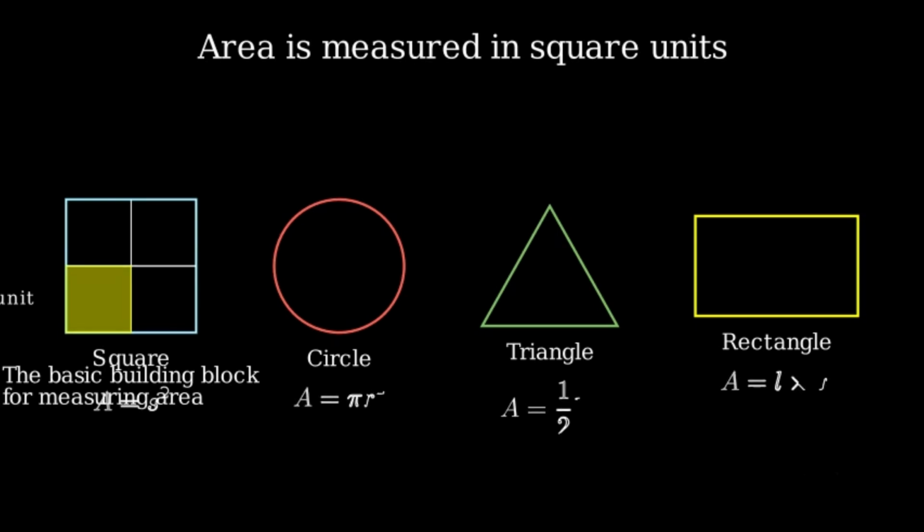Mathematicians have found special formulas to calculate the area of different shapes without having to count all the square units one by one. Each shape has its own unique formula. For our blue square, the formula is A equals S squared, where S is the side length. Since our square has sides of 2 units, we calculate 2 squared, which is 2 times 2, giving us exactly 4 square units. This matches what we found by counting the unit squares.